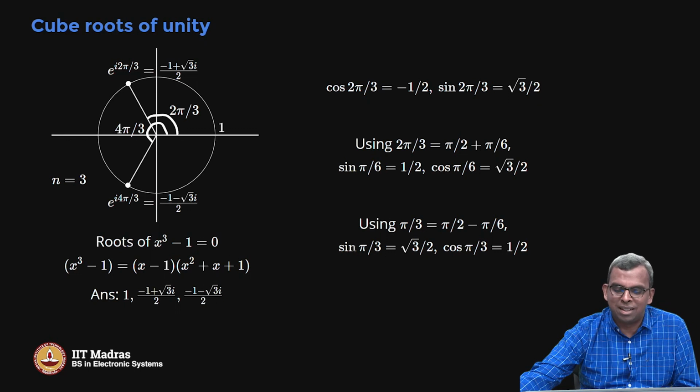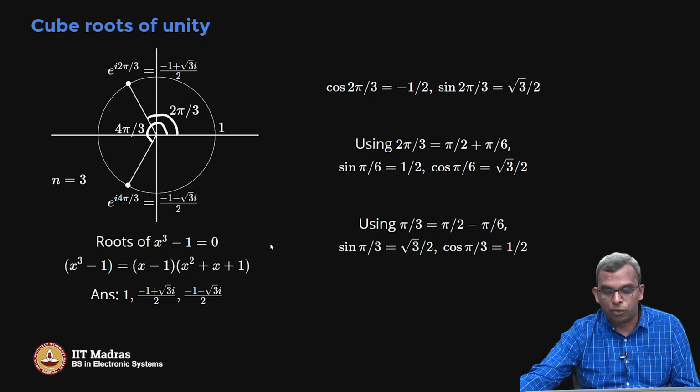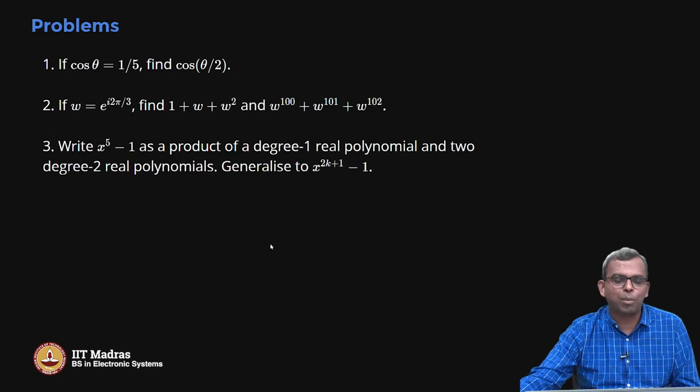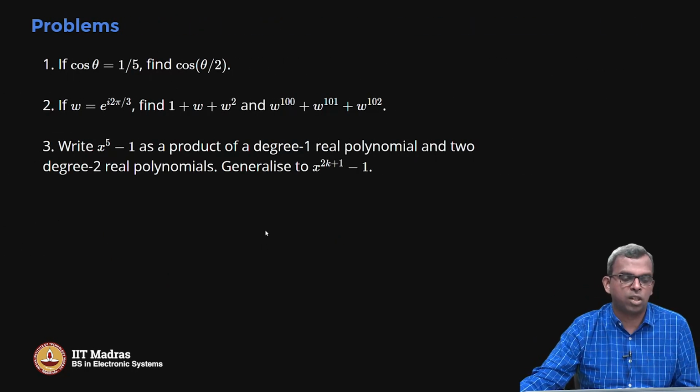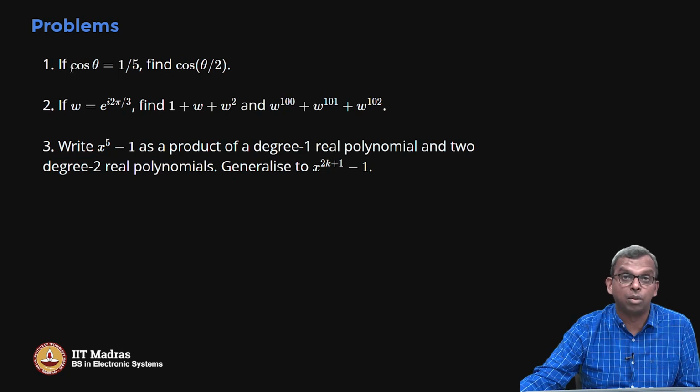You can start at pi by 3 and then see the 3 times pi and all of that, and you can use various methods to come up with this. I am just showing you that this is one easy way to see it. Now, these cube roots of unity satisfy x cube minus 1 equal to 0, and that is also very powerful. Okay. So, a few quick problems using trigonometric identities and nth roots of unity.